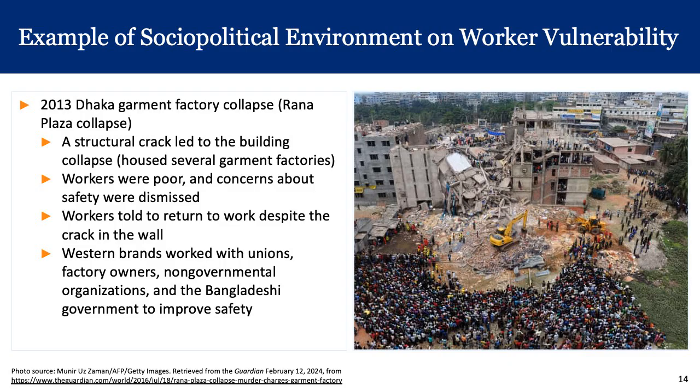a major tragedy, was the case of the 2013 Dhaka or Rana Plaza garment factory collapse. On the 24th of April of 2013, the collapse of the Rana Plaza building in Dhaka in Bangladesh, which housed 5 garment factories, killed at least 1,100 people and injured more than 2,500. Fearing customer boycotts, Western brands worked with unions, factory owners, non-governmental organizations, and the Bangladeshi government to improve safety.